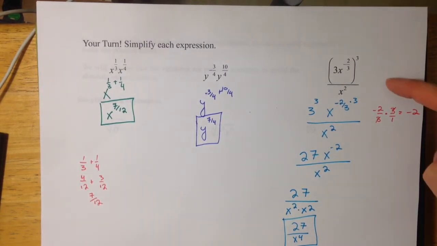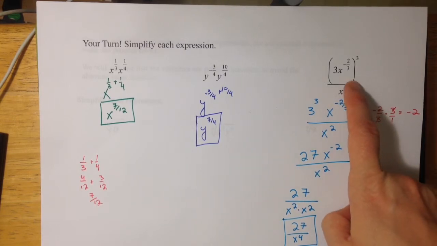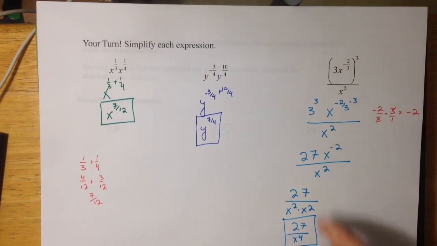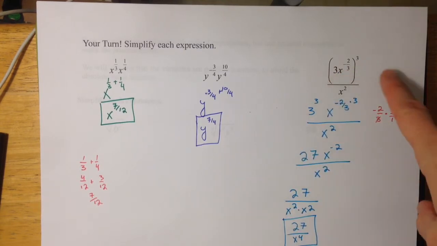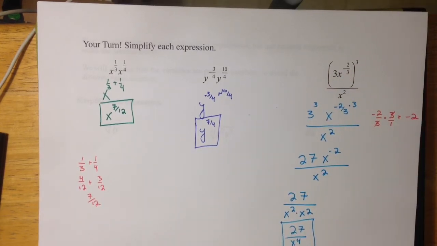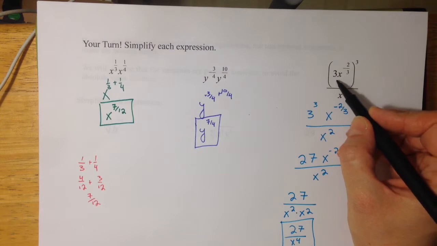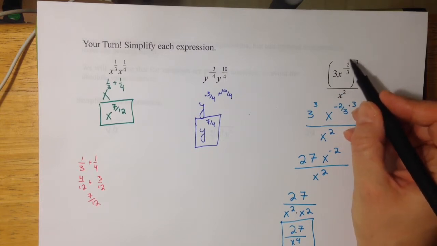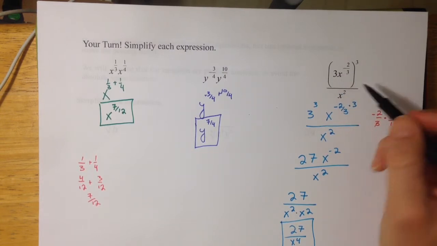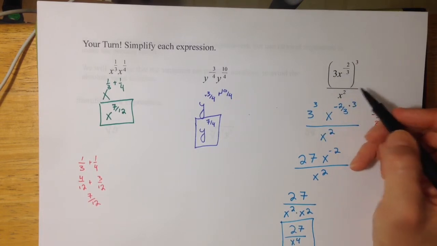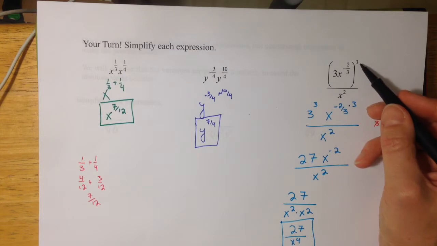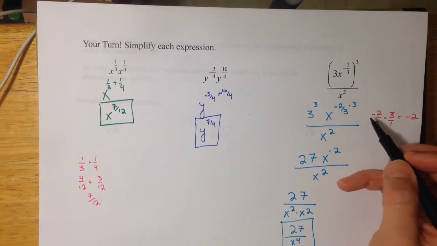My last problem looked the worst. I'm going to start by looking first at the numerator. I have 3x to the -2/3 all raised to the 3rd power. I'm going to take care of that all raised to the 3rd power first. Remember that when I have two things together being raised to a power, I can do that power to each one individually. That gives me the 3 cubed and x to the -2/3 times 3, since a power to a power means that you'll multiply the powers.